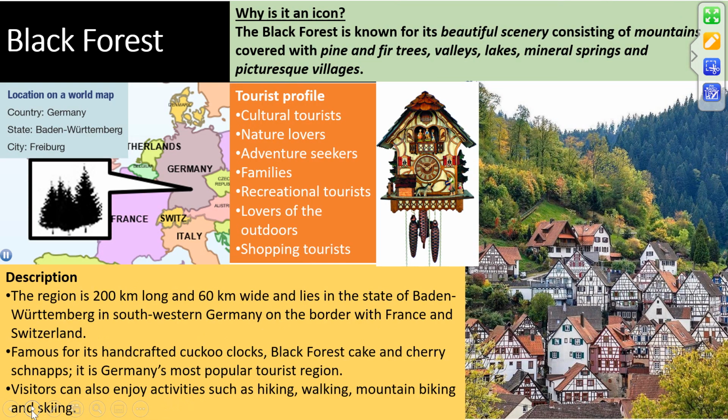The second icon that we will be studying in Germany is the Black Forest. If you take a look at the map on the left-hand side of your screen at the top, you will see where the Black Forest is located in Germany, in the state of Baden-Württemberg, close to the city of Freiburg. Now, the Black Forest is known for its beautiful scenery, and it consists of mountains, pine and fir trees, valleys, lakes, mineral springs, and picturesque villages.